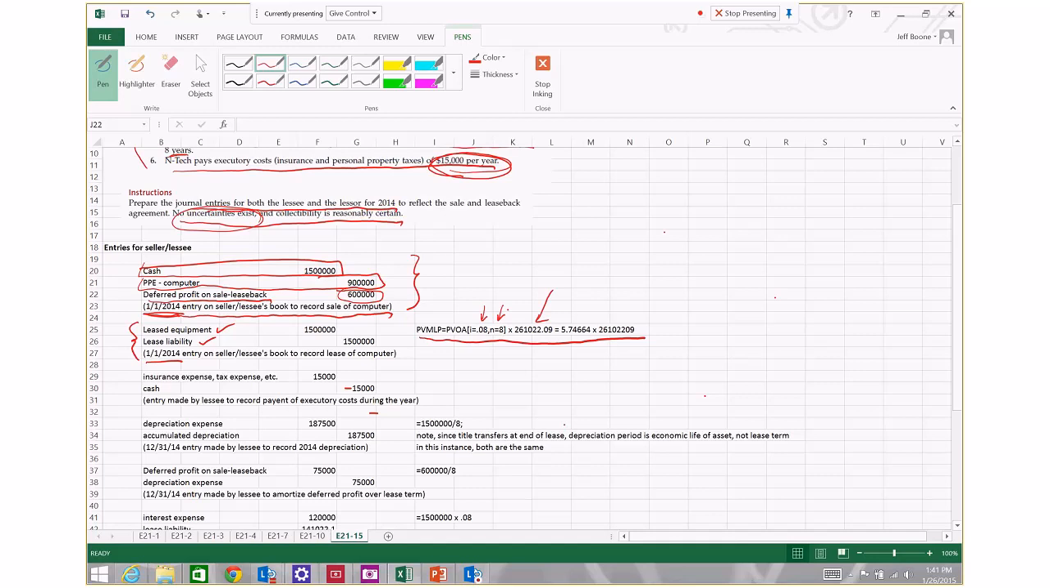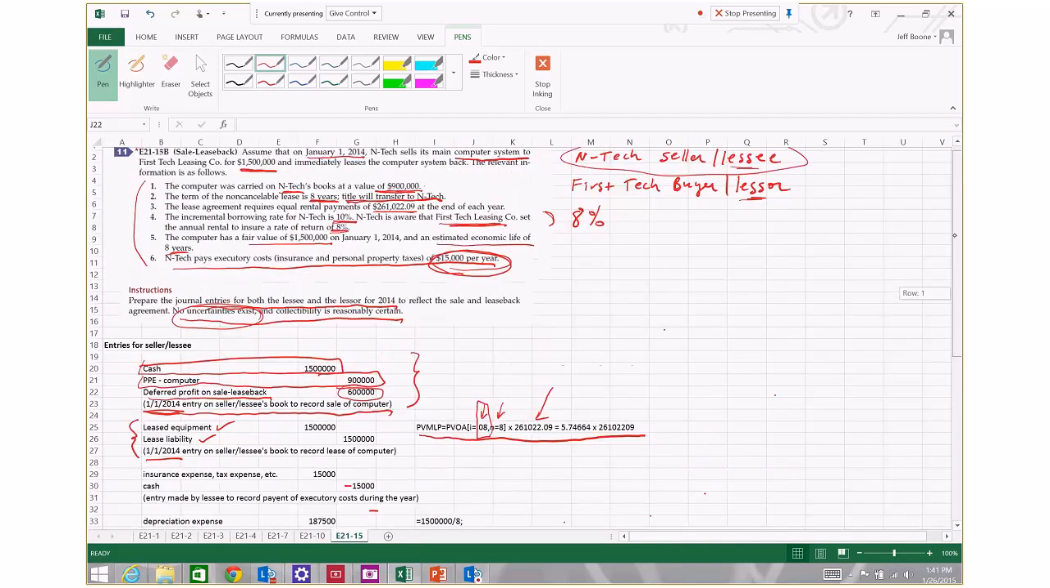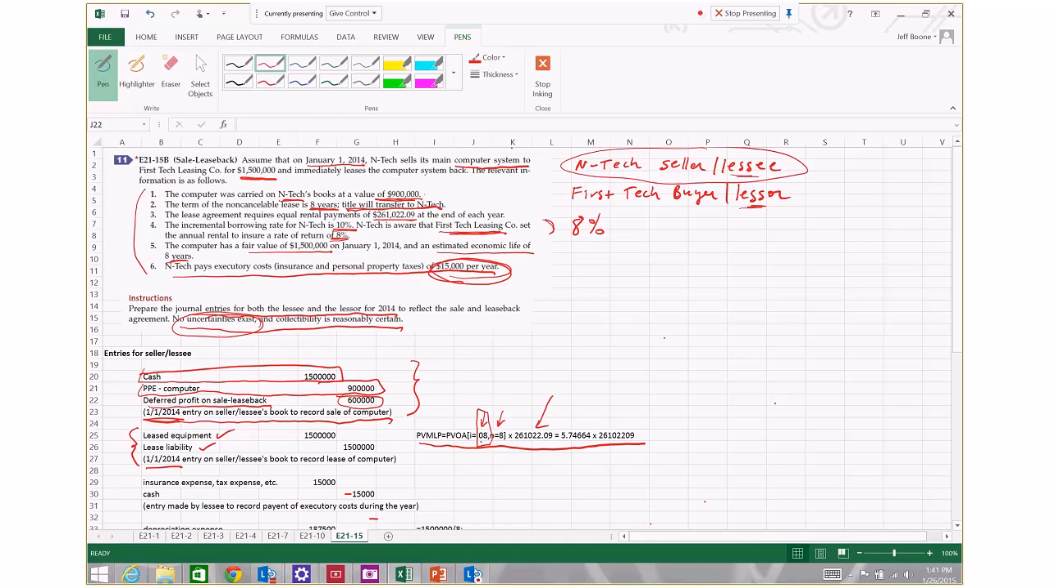Now remember, we have something sort of unusual here in that the discount rate that the lessee uses in this present value calculation is not their incremental borrowing rate. Their incremental borrowing rate, the facts of the problem tell us, is 10%. We're not going to use that rate though, because the lessor's implicit rate is known to the lessee, and it's less than the incremental borrowing rate of the lessee. So we're using the lessor's implicit rate of 8% here.